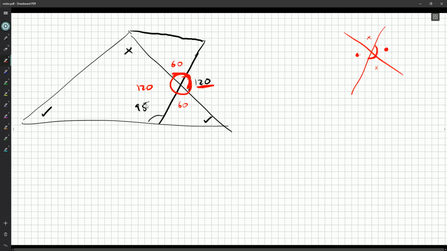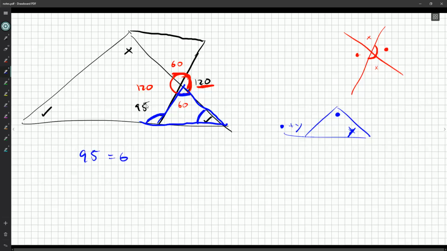Okay. Now, another result, if we focus on this blue triangle down here, well, if you've got a triangle and you've got two angles inside, a dot and, well, I guess we used X in the question, so dot and Y, then the exterior angle over here is dot plus Y. Well, great. I know the exterior angle here is 95. I know I've got a 60 here, and I've got check, which I don't know, but that tells me 95 is 60 plus check. Check's going to be 35.